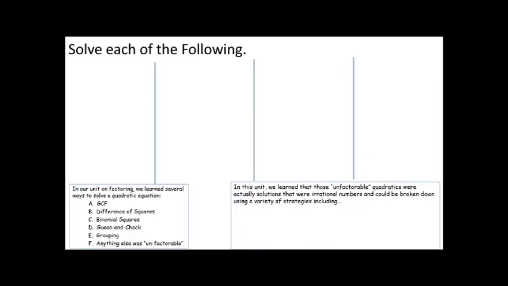Then, we talked in our radicals unit about the fact that a lot of these unfactorable quadratics were actually solutions that gave us irrational numbers, or numbers that go on and on forever and ever without ending or repeating. Typically, if we can factor a quadratic equation, it means that we've got some really nice, neat, rational numbers, numbers that can be written as fractions. But if they are unfactorable, usually it's because the numbers are really difficult to just guess and check our way through. It means they go on forever and ever without ending or repeating. But we came up with several strategies for how to deal with those.